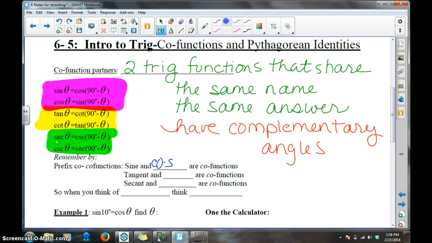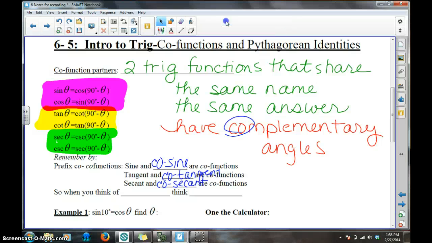Co-function partners are called co-function partners because basically all these secondary functions start with the word co. Tangent goes with cotangent, and secant goes with cosecant. And I'm trying to emphasize the co here because it's also part of the word complement. Complementary angles are also related to co-function partners here.